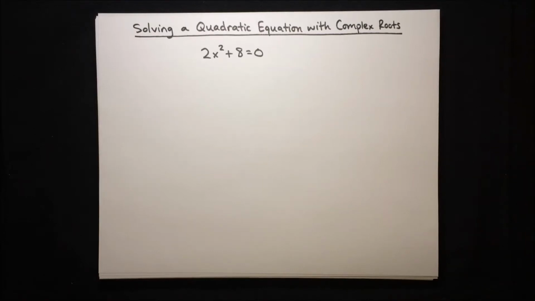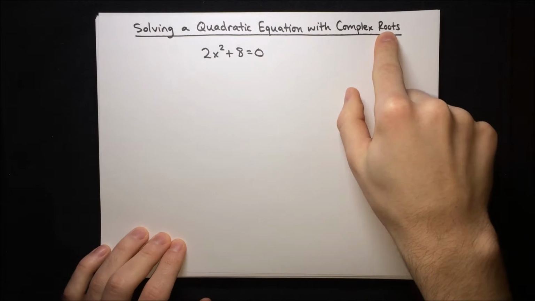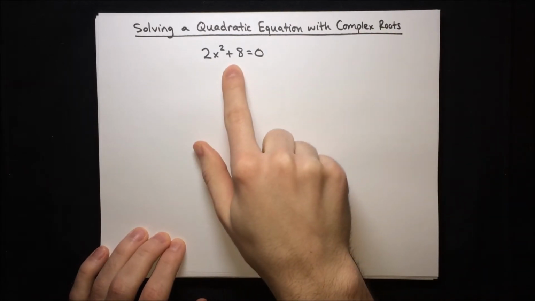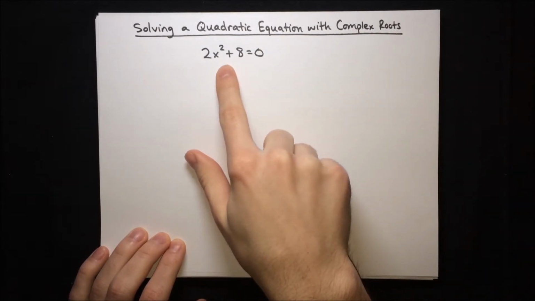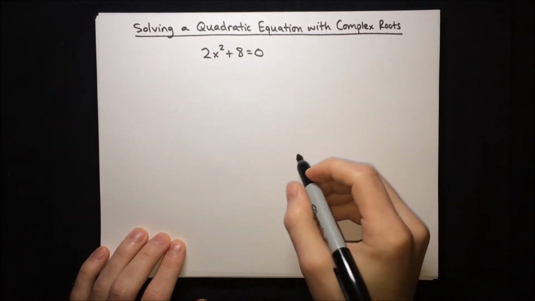In this video, I'm going to show you how to solve a quadratic equation with complex roots. One way to solve this quadratic equation is to just do it directly. Let's go ahead and isolate x squared, and then we'll take the square root.